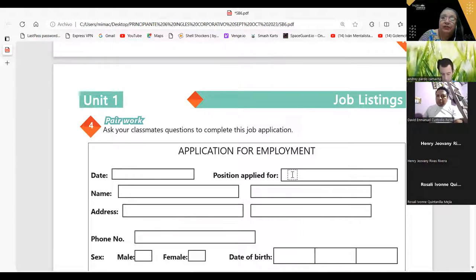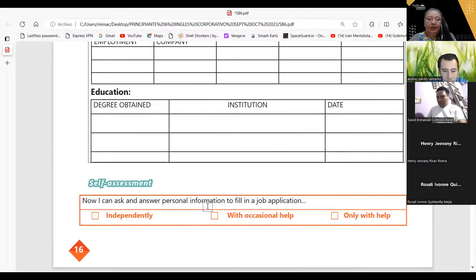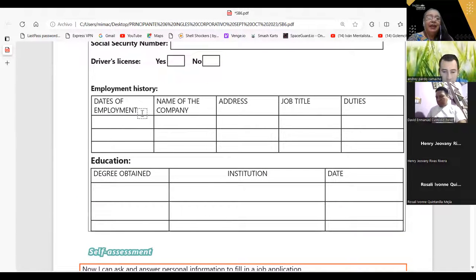A position applied for, and then you say manager, sales executive, secretary, customer service agent, call center operator, or any other, yeah? Engineer, sure. The position that you are applying for. You're going to fill in the information that your classmates are going to tell you. This is an application form. So you need to consider the employment history, dates of employment. The last one is the first one, yeah?